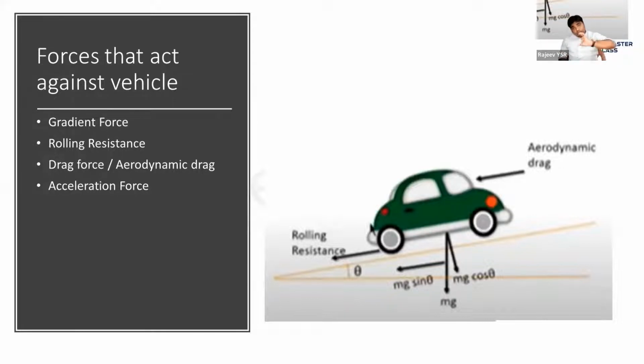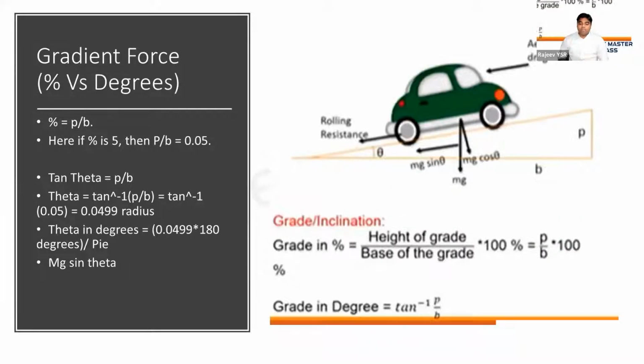Number two, the rolling resistance. The wheels that roll also have to overcome a particular resistance. And number three, we also said the gradient force. Gradient force is the force that is acting upon the vehicle because of the theta. So we also said, how do you calculate the theta?